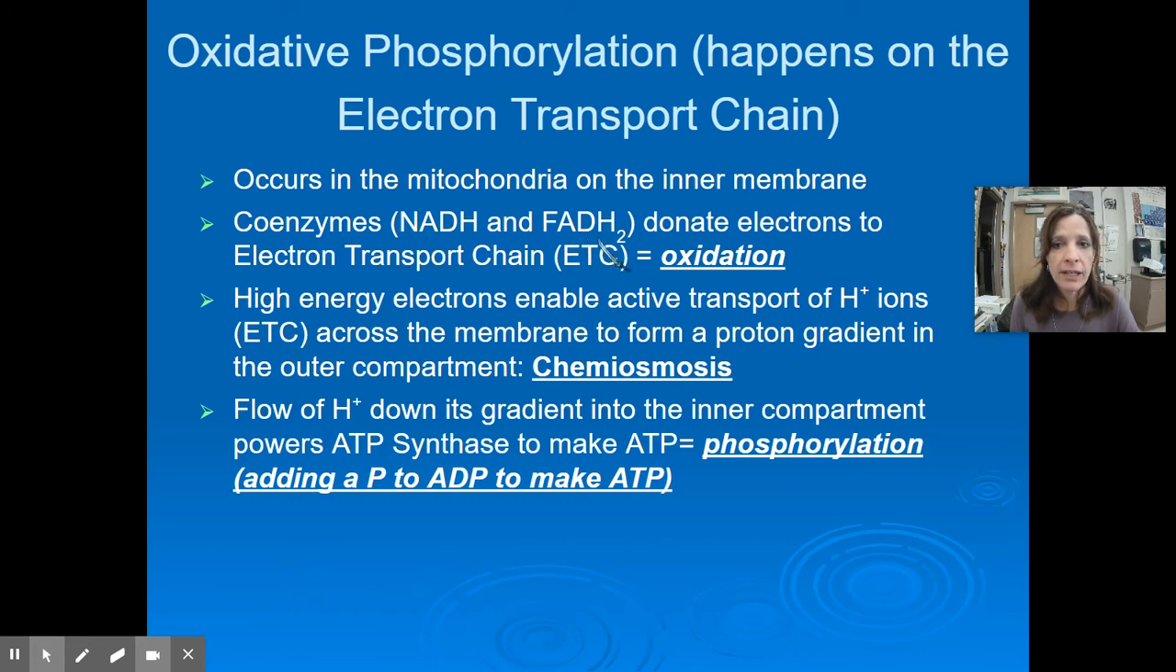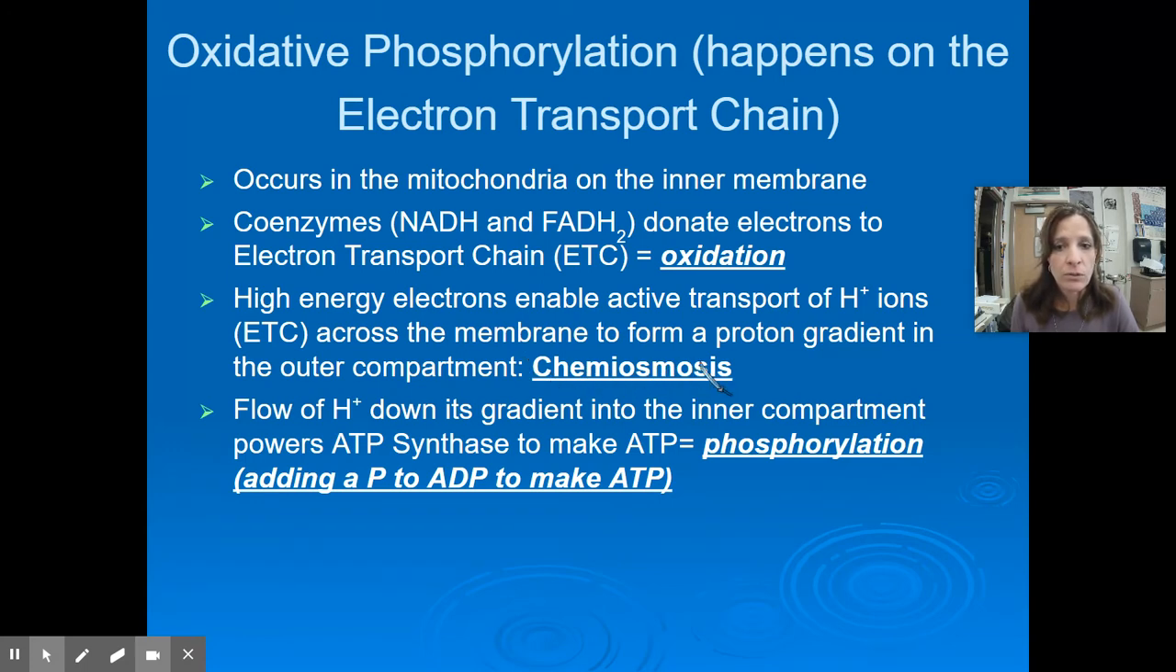So the coenzymes NAD and FAD donate electrons to the electron transport chain. If they're losing electrons, they're being oxidized, and that's why it's called oxidation right here, oxidative. And then those high energy electrons enable the active transport of those hydrogen ions across the membrane to form that concentration proton gradient. This process is called chemiosmosis. So the hydrogen ion gradient that's formed by the electron transport chain is called chemiosmosis.